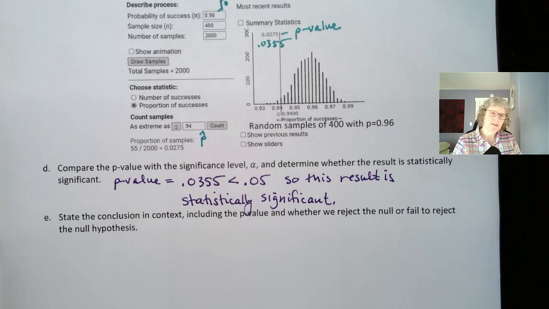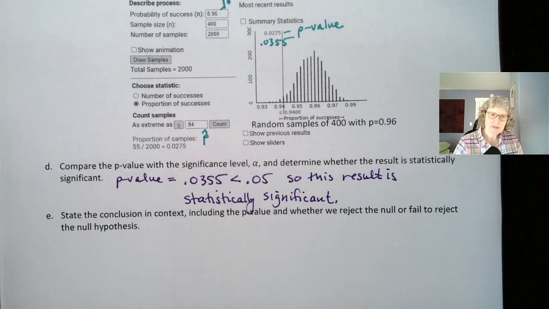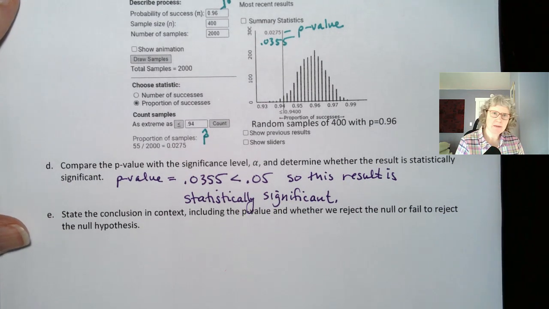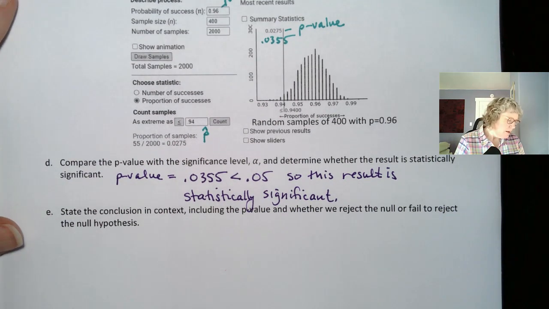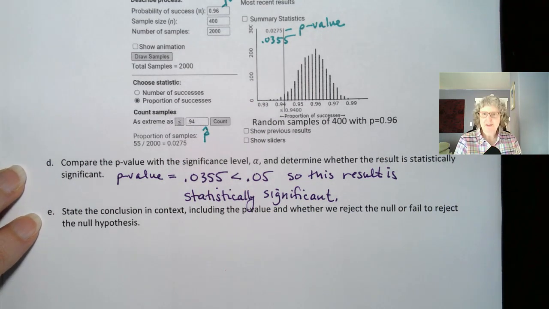And the next one, I'm going to take the A, B, C, D, E away. So it's kind of like we've got training wheels for right now, but eventually you'll be able to just write it all out. But of course you have the steps to refer to in the meantime. We're going to do so many though, you're going to get so good at it. State the conclusion in context, including the p-value, whether we reject the null or fail to reject the null hypothesis.